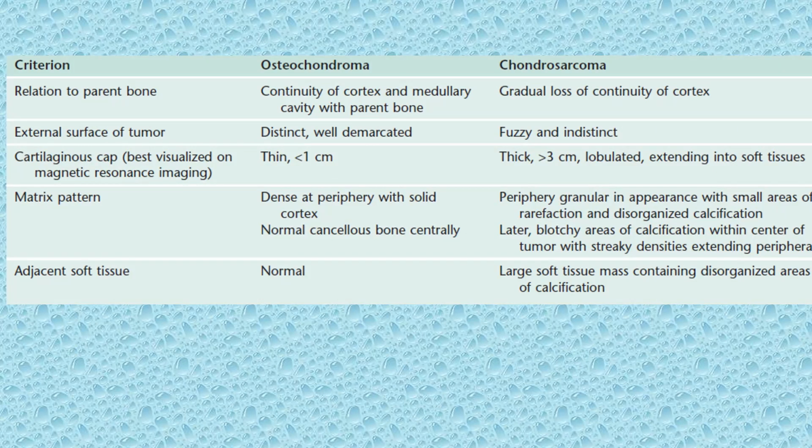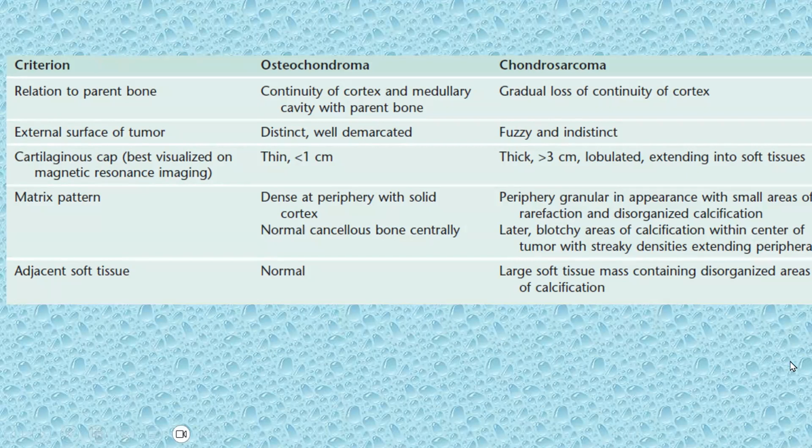you will have to rule out chondrosarcoma. The matrix pattern: they have density at the periphery with solid cortex. They have normal cancellous bone centrally. In chondrosarcomas, at the periphery, there is an appearance with small areas of rarefaction, disorganized calcification, later blotchy areas of calcification within the center of the tumor and streaky densities extending peripherally. Large soft tissue masses contain disorganized calcification, mitosis, and you have to have hyperchromatism in chondrosarcoma.